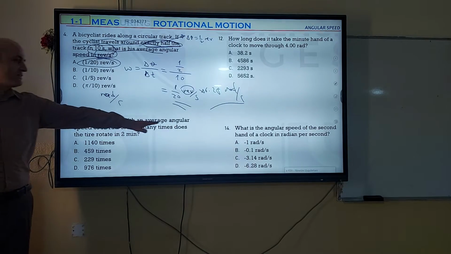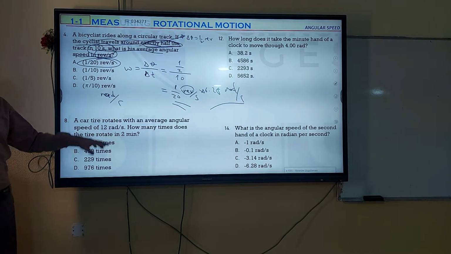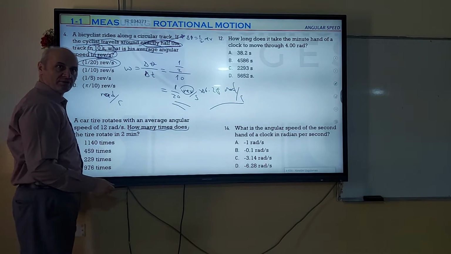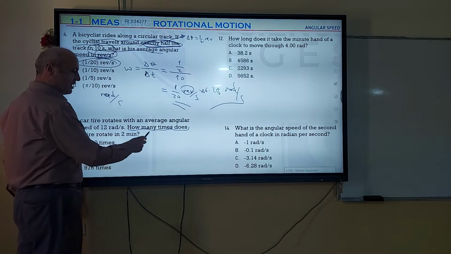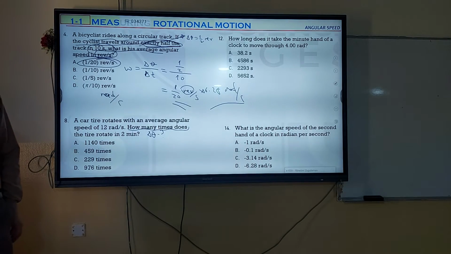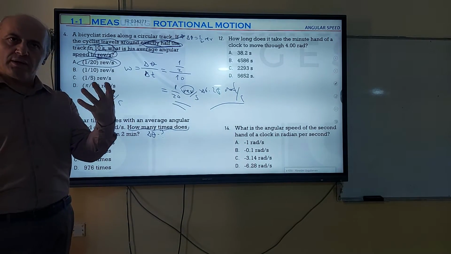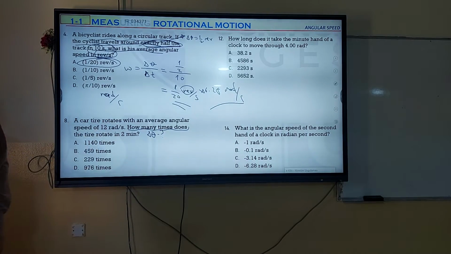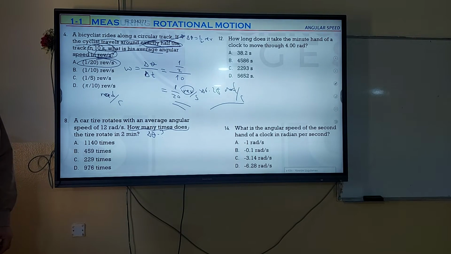A car tire rotates with an average angular speed of 12 radian per second. How many times does the tire rotate in 2 minutes? What is this asking, how many times rotates? Delta theta. Remember times, turns, revolutions, rotations, all have equal angular displacement, 6.28. So get the angular displacement first in radian, then convert it to times by dividing by 6.28.